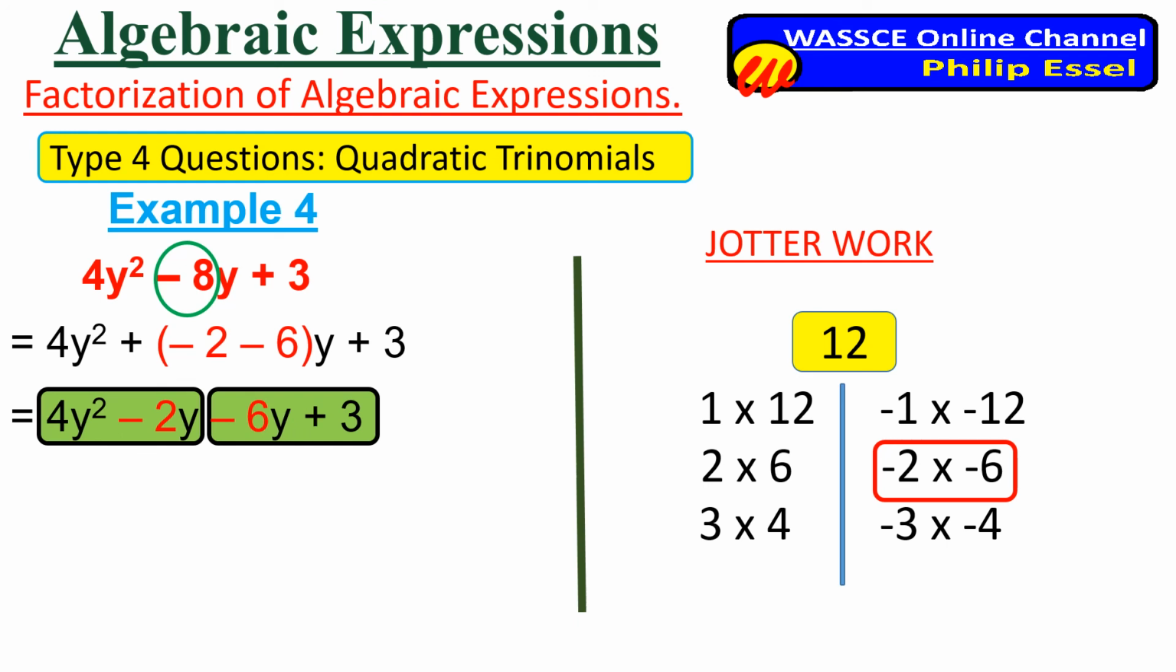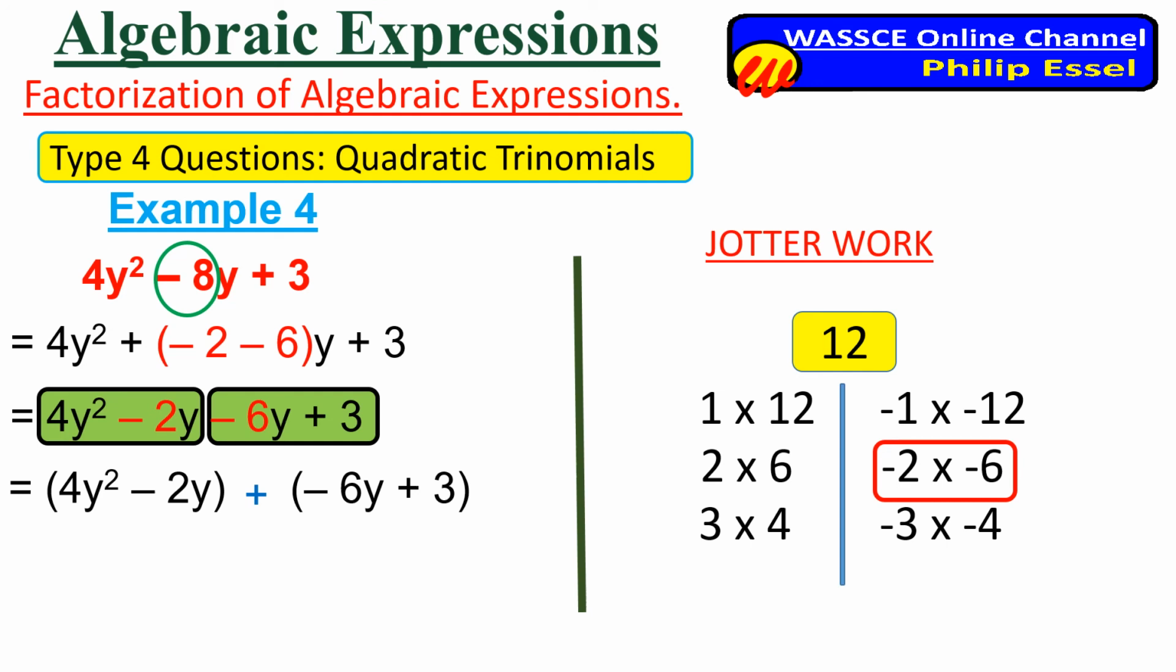So the first part of this expression is 4y squared minus 2y, all of them in one bracket. And the second part of this expression is negative 6y plus 3. We are putting all of them in another bracket. Then the two brackets will be separated by the plus sign. At this point, we are going to factorize the two parts of the expression separately.